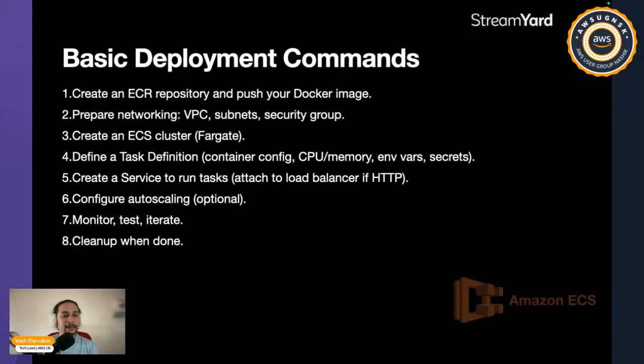Then you go ahead and create an ECS cluster using Fargate. Then we define a task definition, which is container configuration: what type of CPU and memory you would like, environment variables or secrets also. This is relative to what kind of CPU and memory we need for our container to run on. When the container runs, it is going to be running on a machine, right? Let's say an EC2 machine.